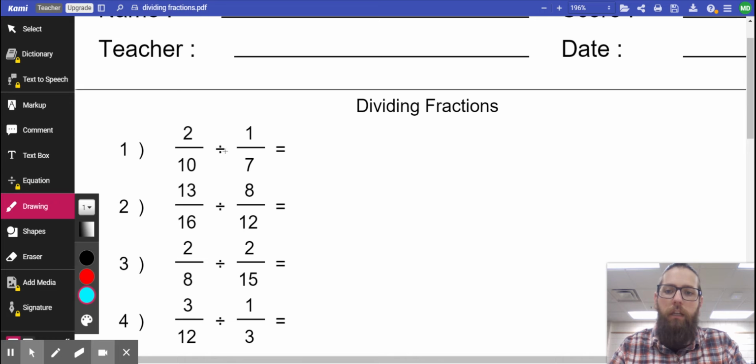All you have to do is change the division sign to multiplication, take your second fraction and flip it, which is called the reciprocal. So instead of doing 2/10 divided by 1/7, I'm going to do 2/10 times 7/1.